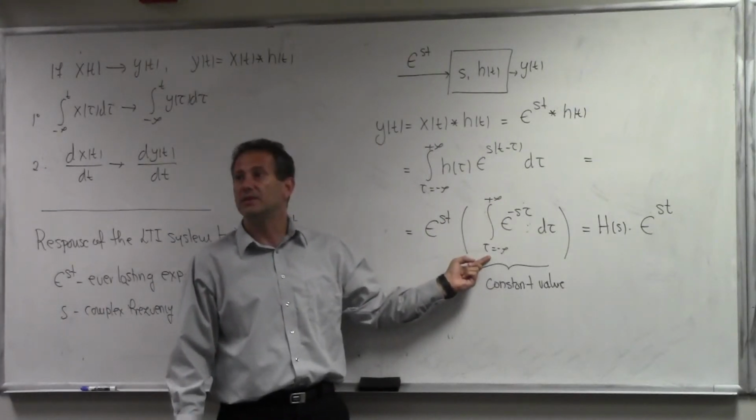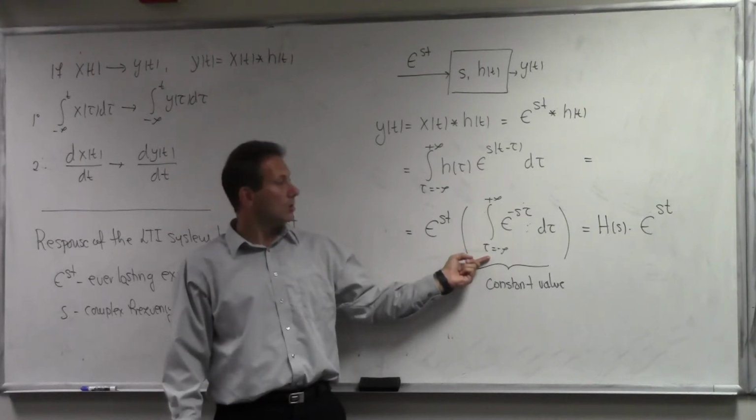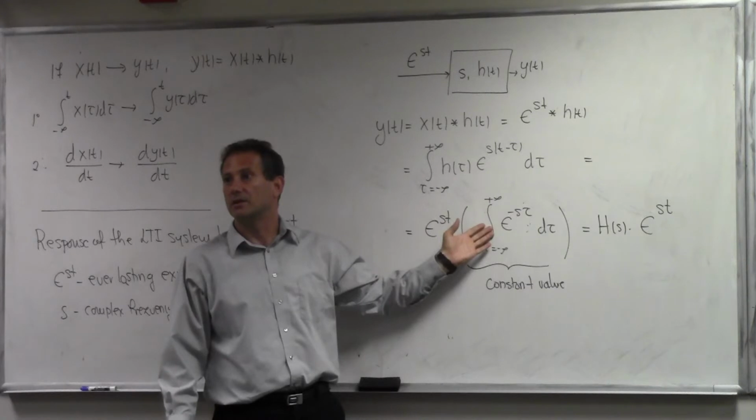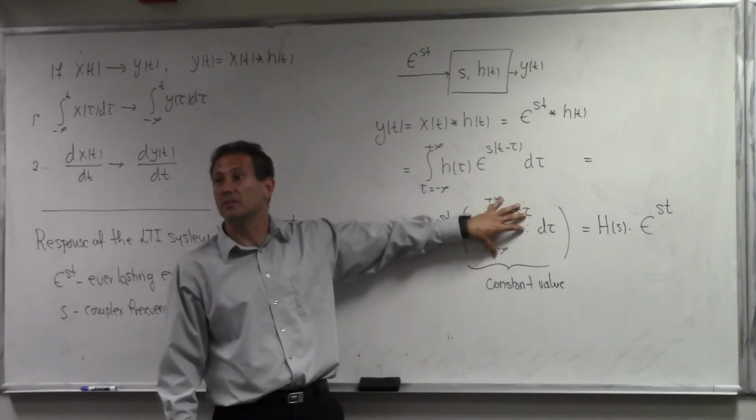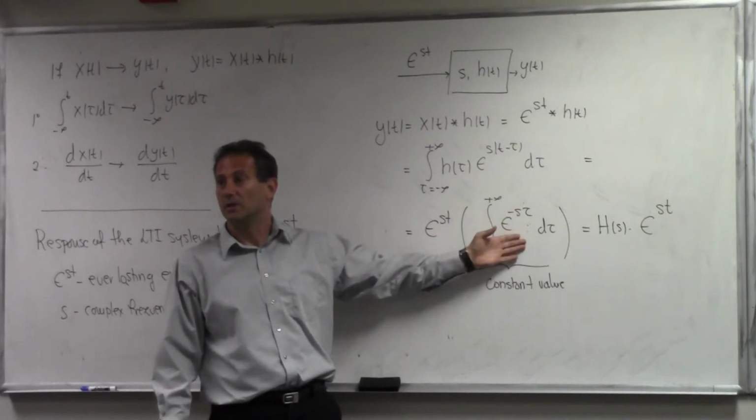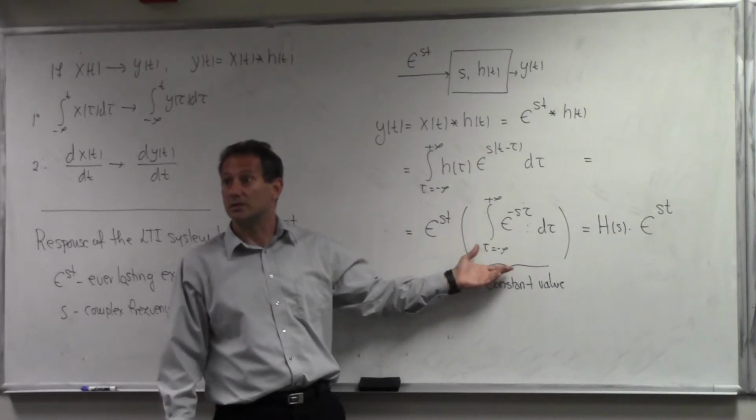This is a definite integral. It does not depend on t, right? So for any given s, this will be an area under the curve, a single number, okay? So all I'm saying here is that this is a single number, a constant. It's a complex constant because this s is a complex number. In general, it will be something complex, but nevertheless it is a constant, right?